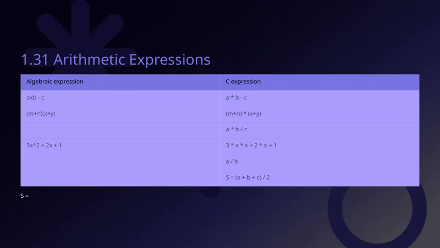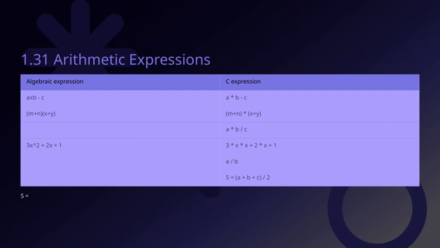Let's take a closer look at this table to understand the relationship between algebraic expressions and their corresponding C expressions. For example, the expression a times b minus c in algebra translates directly to a * b - c in C. It's straightforward. Multiplication is denoted by an asterisk, and subtraction remains as minus. Similarly, when we see m plus n multiplied by x plus y, the C equivalent is simply (m + n) * (x + y). The key point here is that the structure of the algebraic expression is preserved, but the operators are explicitly written out in C.